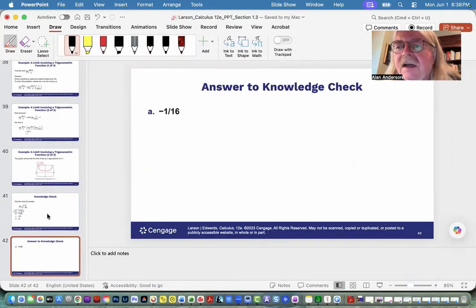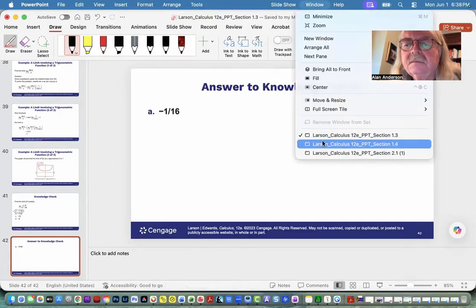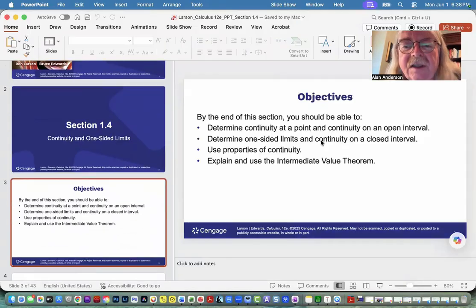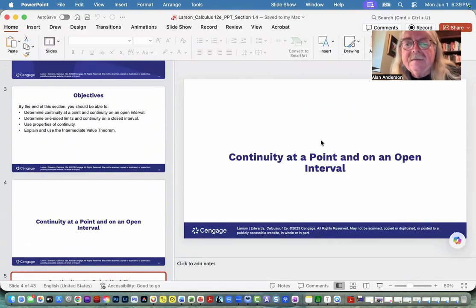Okay, great. All right, so now we're ready for 1.4, which is the last part of this chapter. Let's see what that's all about. Continuity and one-sided limits. Yeah, continuity is a huge deal in calculus. The idea here is that if a function is continuous, that means there are no breaks in the curve. Okay. So, but of course, we need to be able to prove it more formally than that.